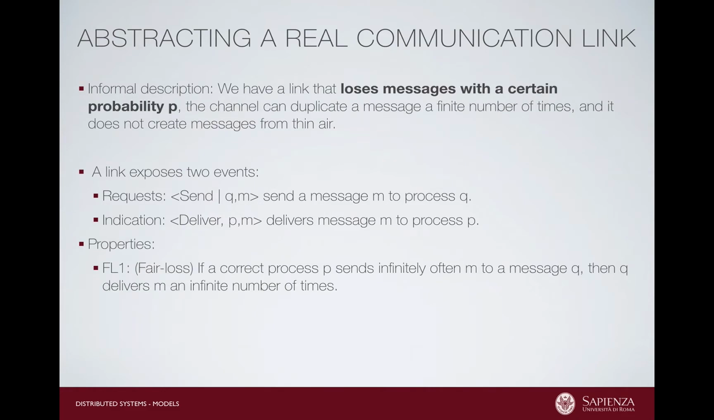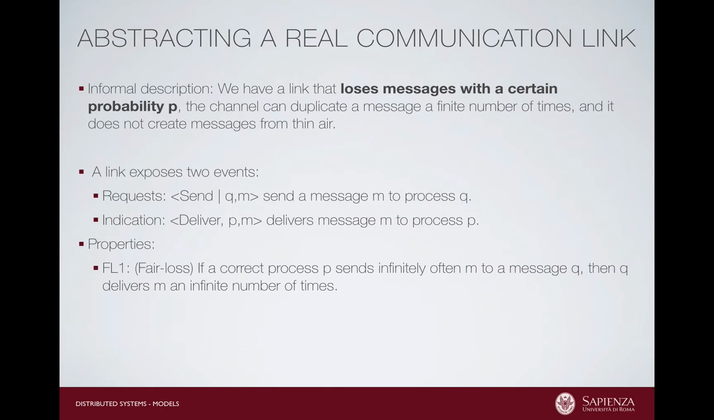Then the second point that we analyze is the sentence that the link loses messages with a certain probability p. And we want to transform this notion into a formal property, and we call it the fair loss property, that we indicate with FL1. Since we do not want to keep the probability in the formal definition, because working with probability is cumbersome and we don't need it, because we are not doing analysis that involves the time needed to transmit a message, we transform this property into the fair loss property.